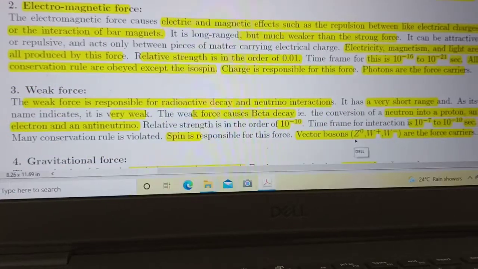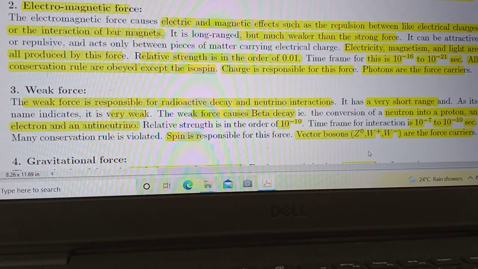Next we study the weak force. The weak force is responsible for radioactive decay and neutrino interactions. It is very short range, and as its name indicates, it is very weak. The weak force causes beta decay, that means conversion of a neutron into a proton, an electron and an antineutrino.